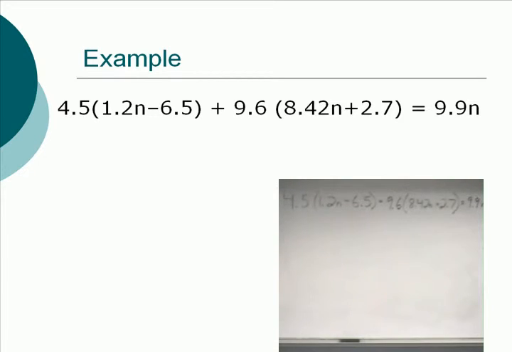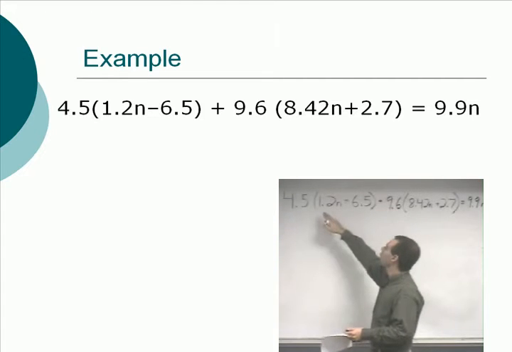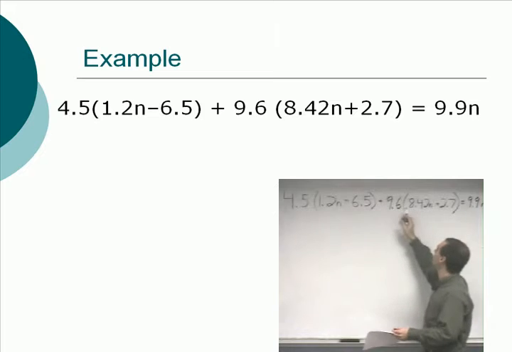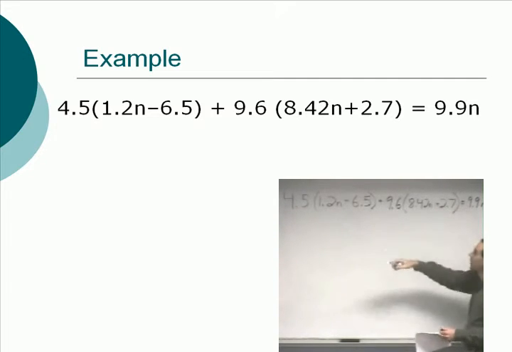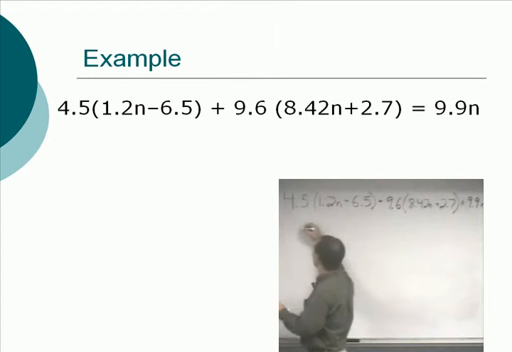First of all, process similar to last one. We're going to distribute first. As of now, there's no n's that we can collect because we'd have to work inside the parentheses. But once we distribute, we'll have all kinds of them to collect. So let's distribute. 4.5 times 1.2 is 5.4n.